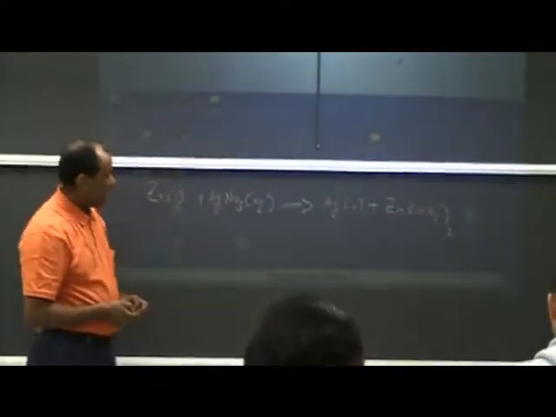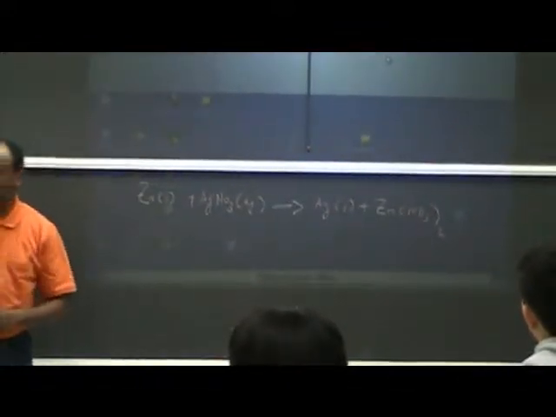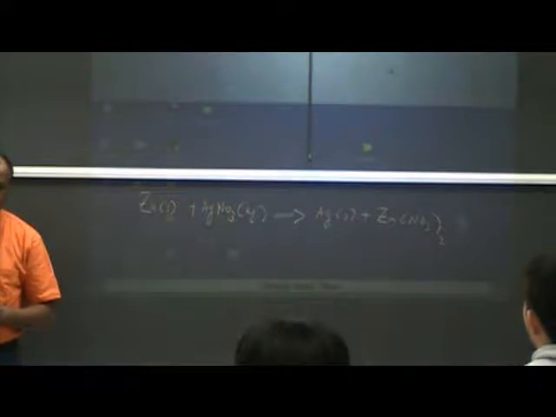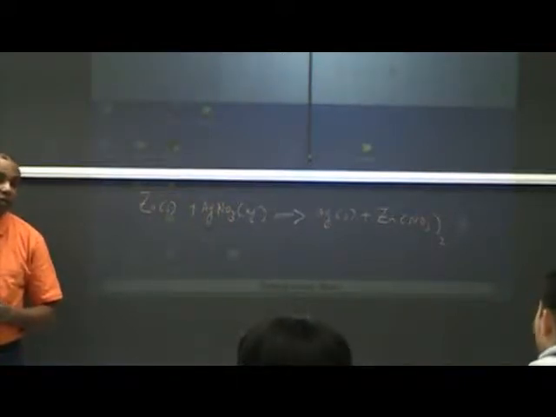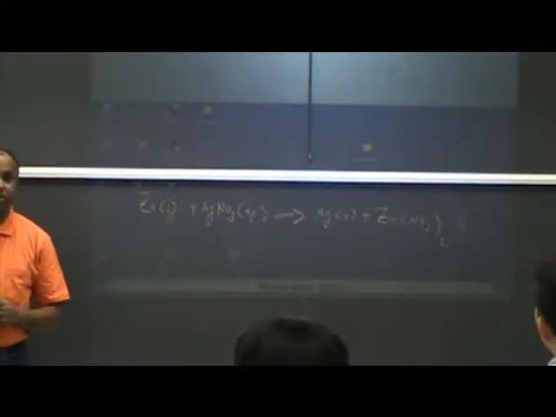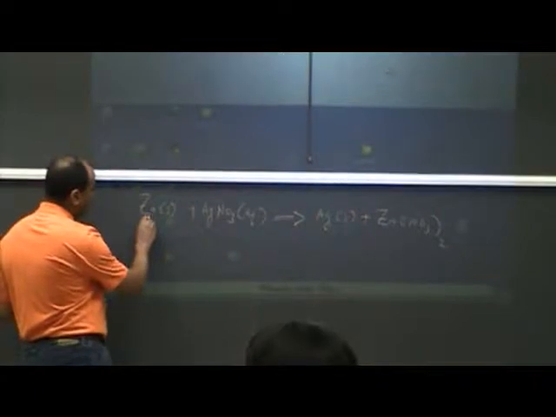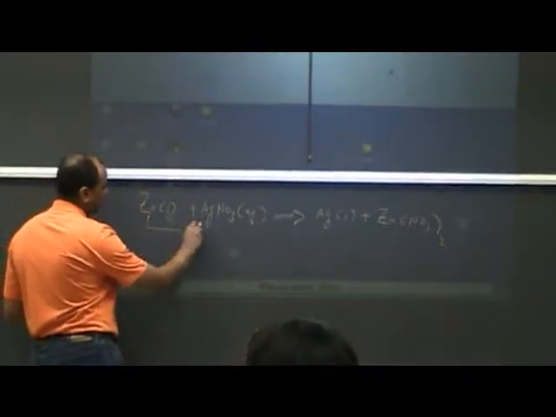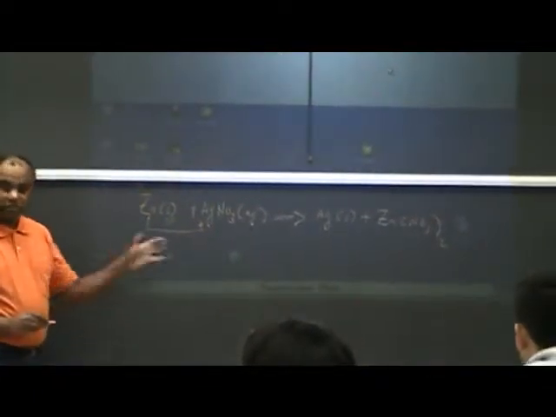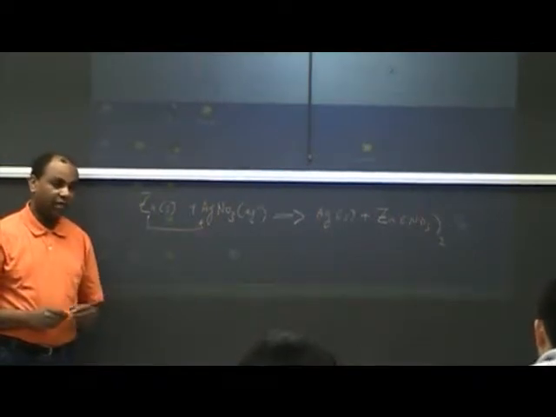You have an equation next. What type of equation is this? Let me start with the type of equation. This is a single replacement. Why did you say this is a single replacement reaction? Because there's one metal here, zinc replaces silver. So this type of reaction is a single replacement reaction.